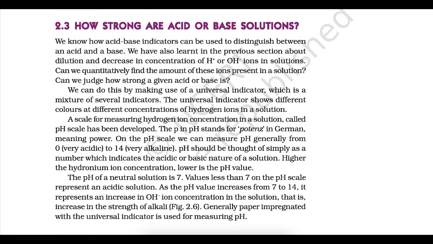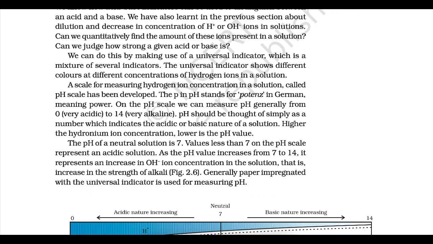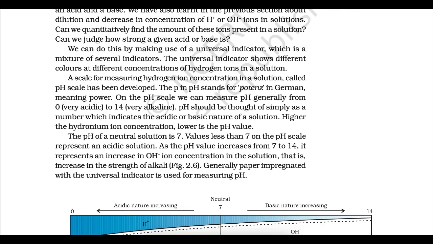How strong are acid or base solutions? We know how acid-base indicators can be used to distinguish between an acid and a base. We have also learnt in the previous sections about dilution and decrease in the concentration of H+ or OH- ions in solutions. Can we quantitatively find the amount of these ions present in the solution? Can we judge how strong a given acid or base is? We can do this by making use of universal indicator, which is a mixture of several indicators.